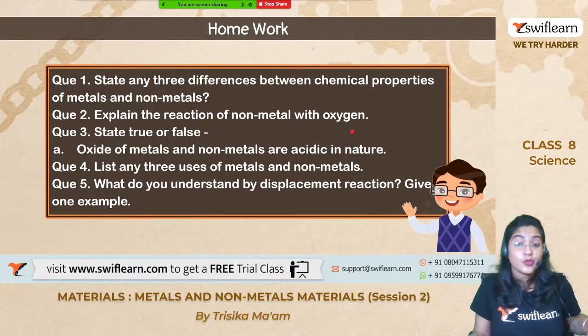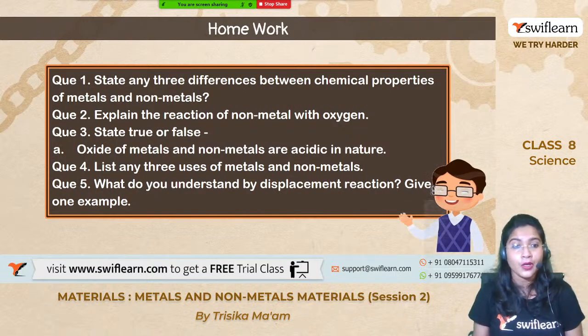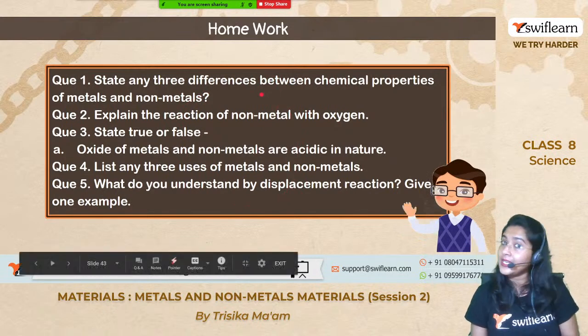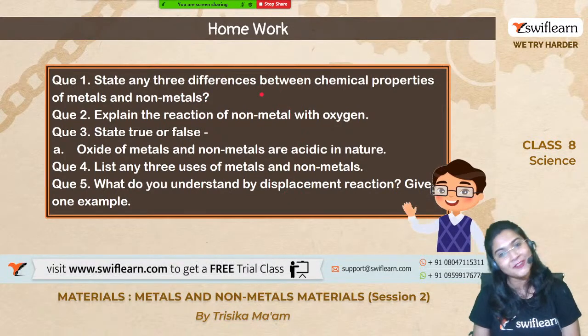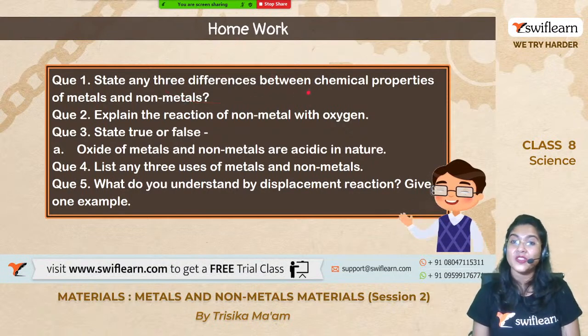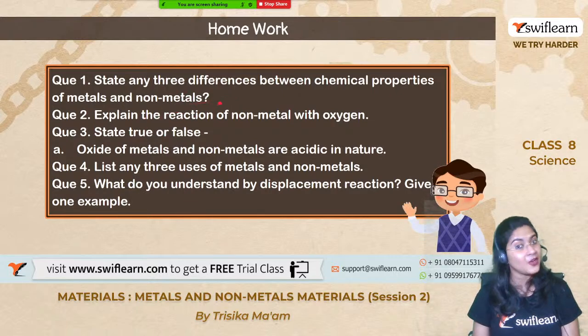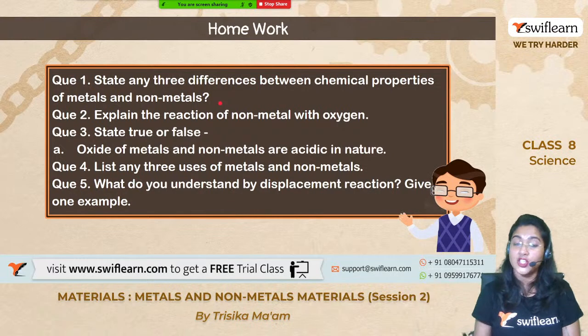So let me give you some homework. These are the questions for your homework. I'm giving you 5 questions. You write them down. If you have any confusion, you can ask me in the chat box, and I'll give you the proper solution. First, state any three differences between the chemical properties of metals and non-metals. You will write it in columns, by making a chart.